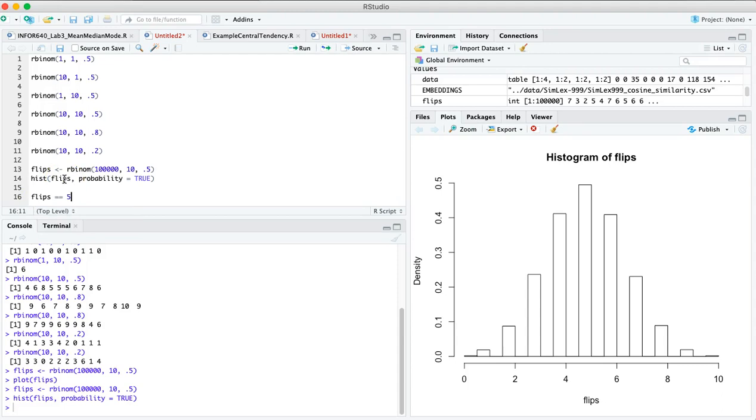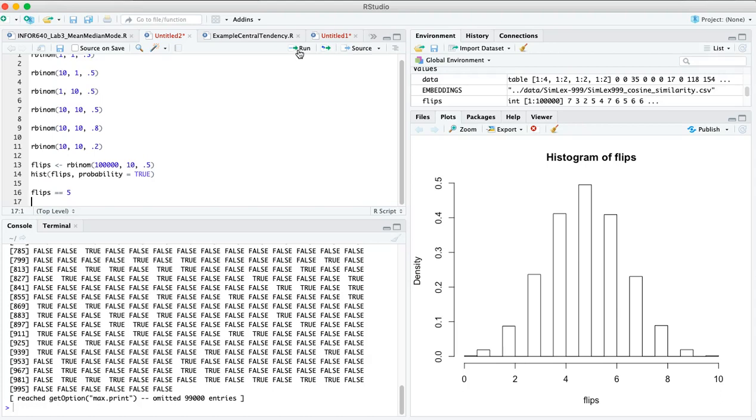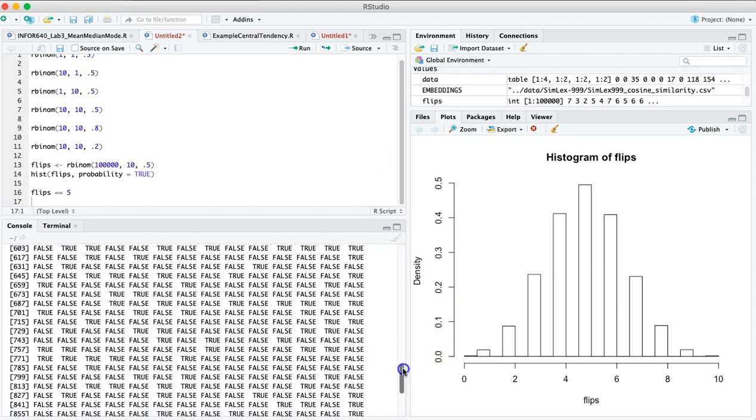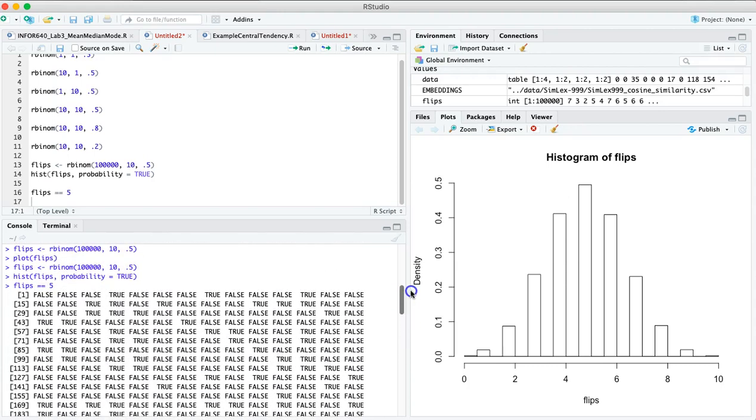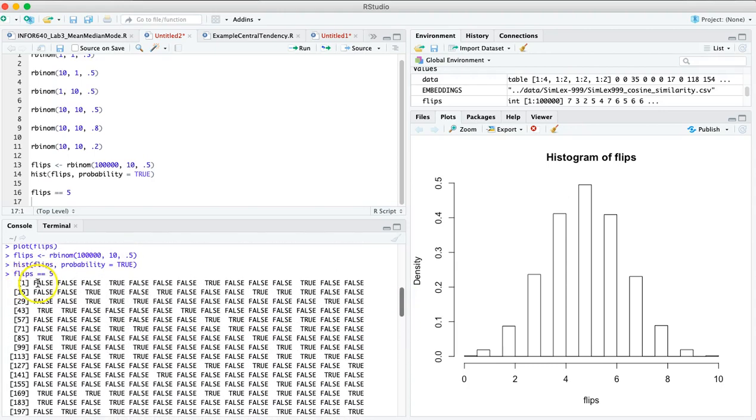equal to 5? And I'm going to go ahead and run this, and it's going to give me a whole lot of values. And what this is saying is that on the first time it was false, false, false, true. So the first time that I got 5 heads and 5 tails was the 4th event. Okay, and then I have 3 more falses, 1 more true, more falses, a couple more trues.